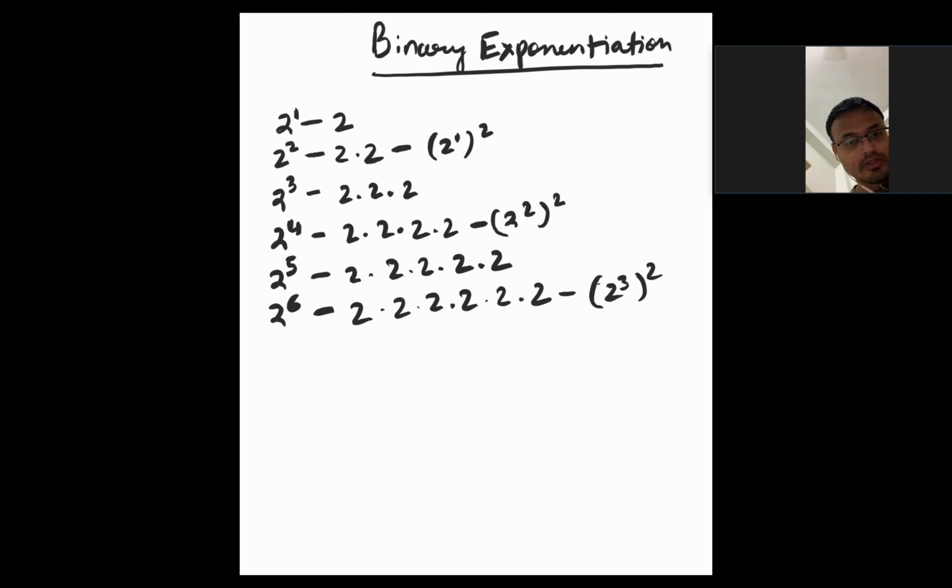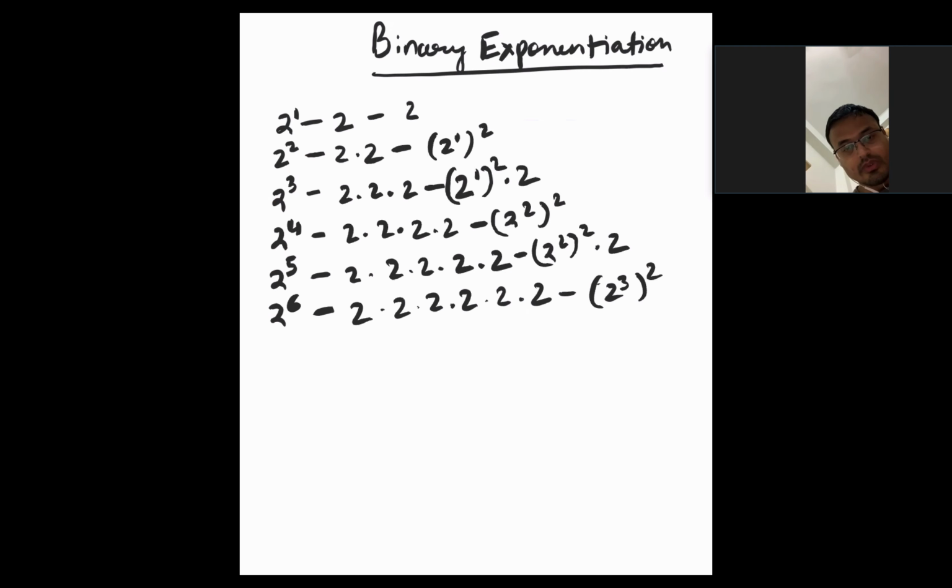Now let's talk about the cases where power is odd, like 2 raised to power 5, 2 raised to power 3 and 2 raised to power 1. For 2 raised to power 5, can we write it as the square of 2 raised to power 2, into 2? Yes, we can. And how about 2 raised to power 3? Can we write it as the square of 2 raised to power 1, into 2? Yeah, and this is just 2.